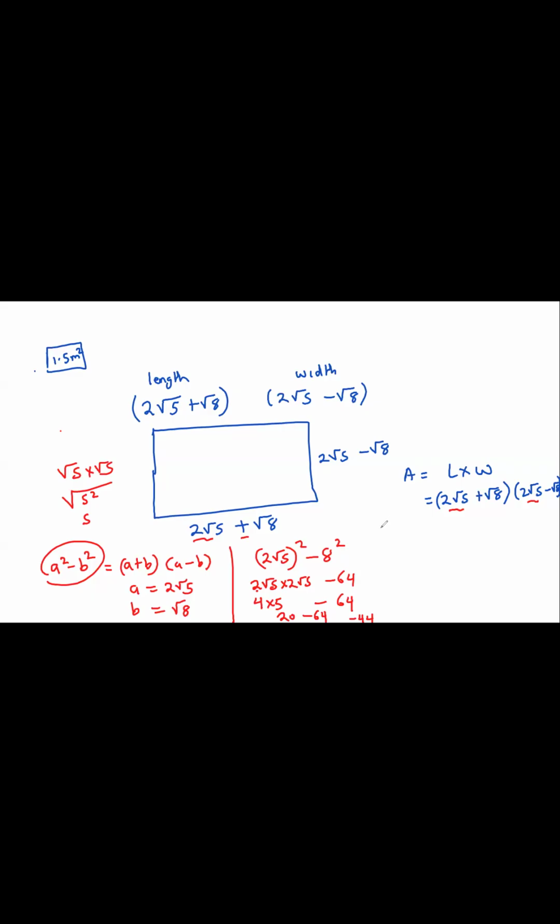Oh, sorry. I've noticed this was root of 8, not 8. I had forgotten that it was root of 8, so here we change it. This would have been 8. So 4 times 5 is 20, then 20 minus 8, and we end up with 12 meters squared.